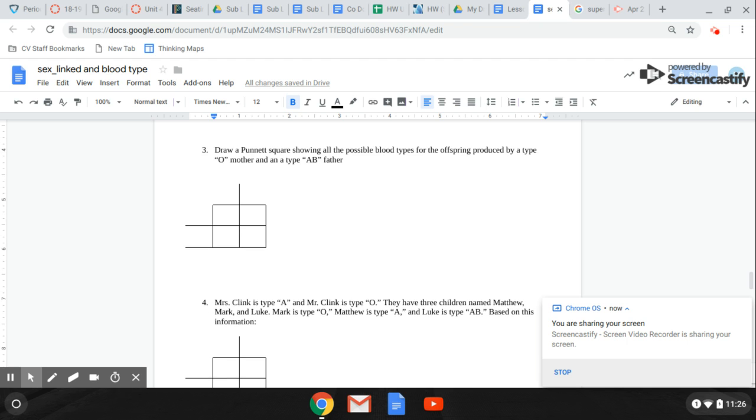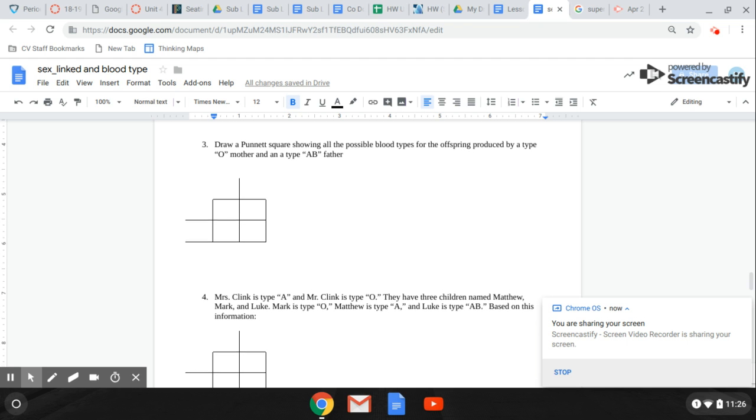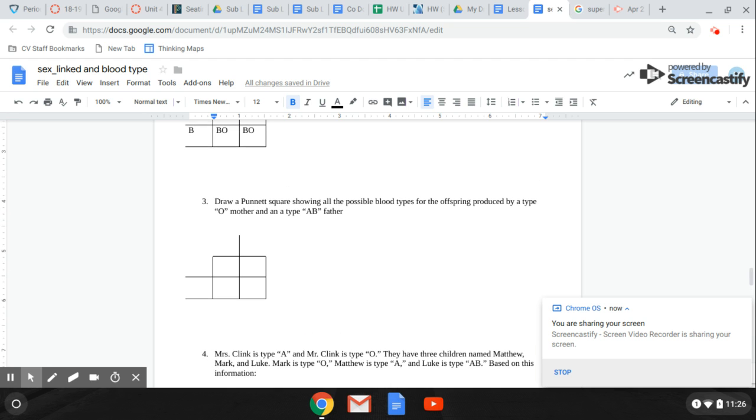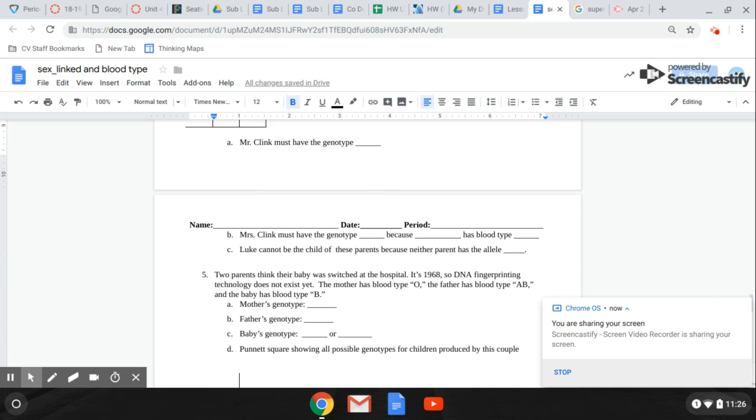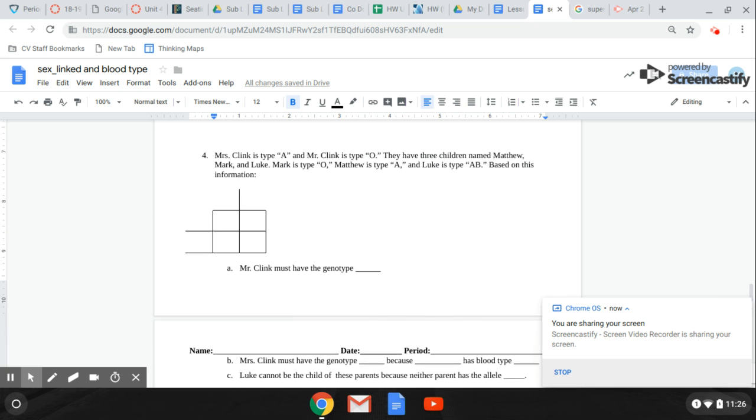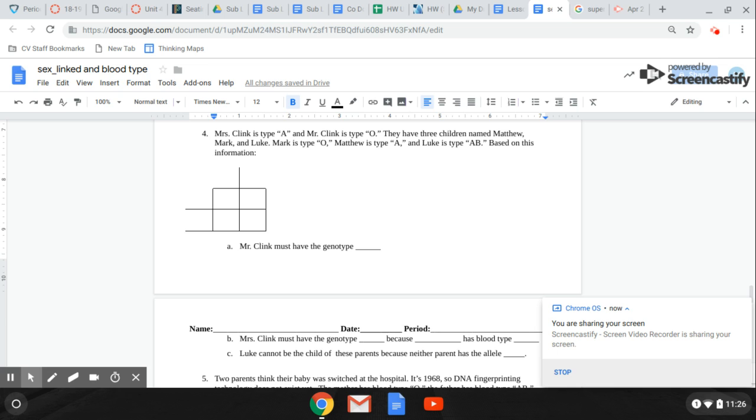I'm going to do one more so that you can do that. We'll go to number 4, because this one is a little bit more advanced. It says Miss Klink is type A, Mr. Klink is type O. They have 3 children named Matthew, Mark, and Luke. Mark is type O, Matthew is type A, and Luke is type AB. Based on this information, Mr. Klink must have the genotype of blank. Miss Klink might have the genotype of blank.